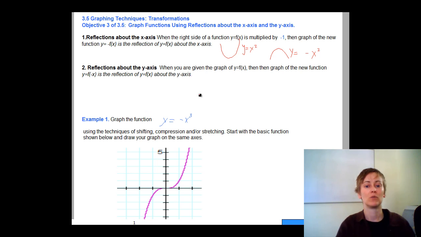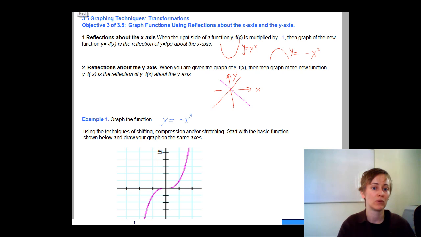Okay, you can also wonder what would it mean to reflect about the y-axis. Okay, so what it means is this, before we do it. It just means that if you have a graph like this, and you want to reflect it about, say, the y-axis, then the reflection would look like this. It would be reflected over here, and you'd get this new graph. Okay, so that's what it means to reflect about the y-axis.